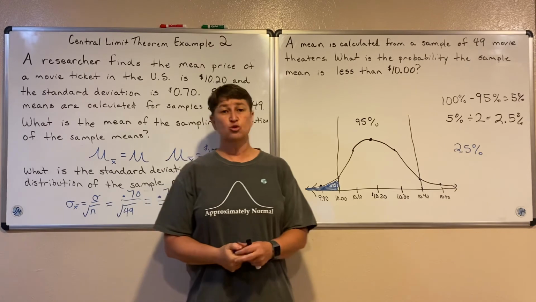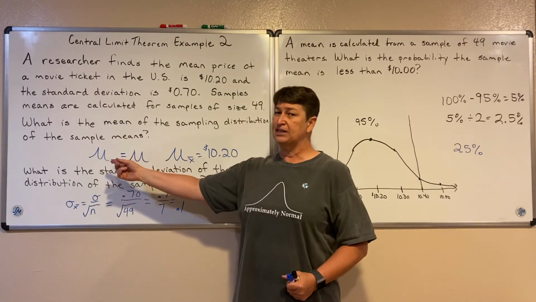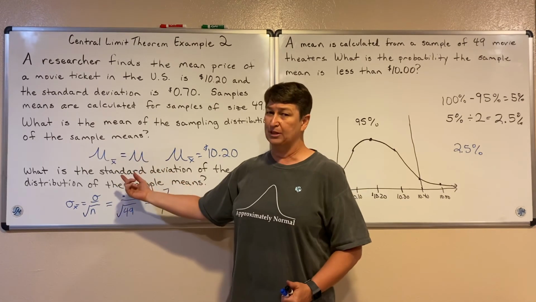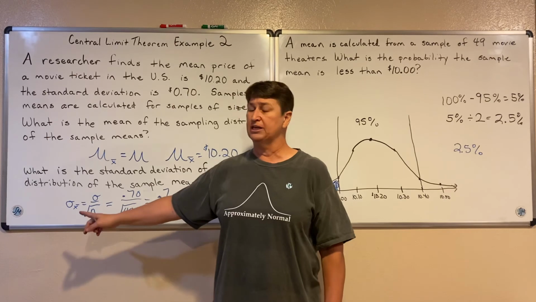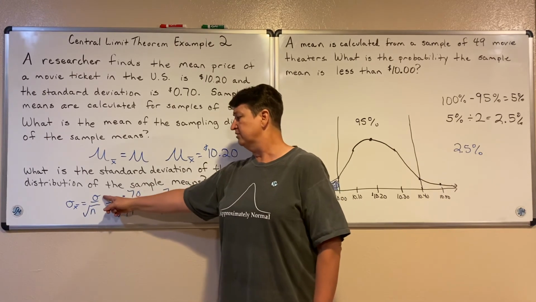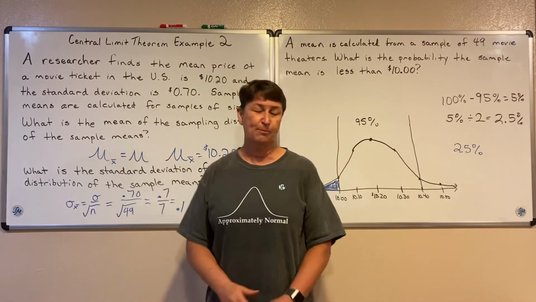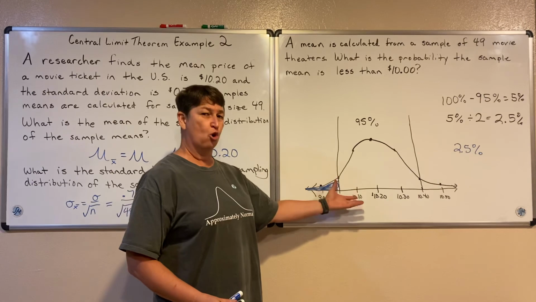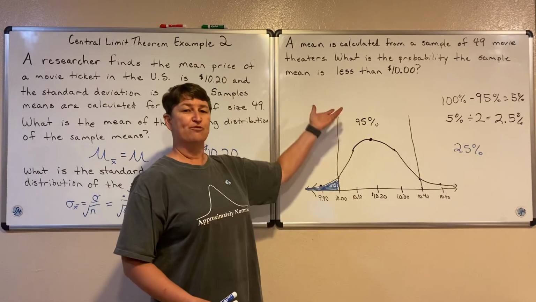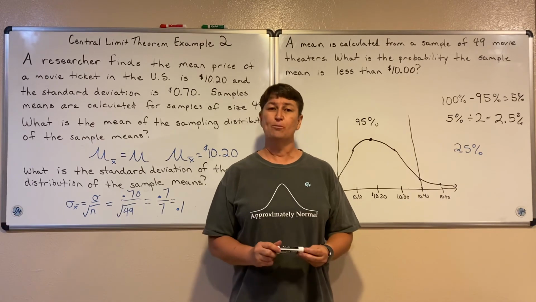So there's the central limit theorem in a nutshell. The mean of your sampling distribution will be equal to the population mean. The standard deviation of your sampling distribution is the standard deviation divided by the square root of your sample size. And you can use the fact that it's a normal distribution to help you find the probability of where your mean, or what your mean will be.